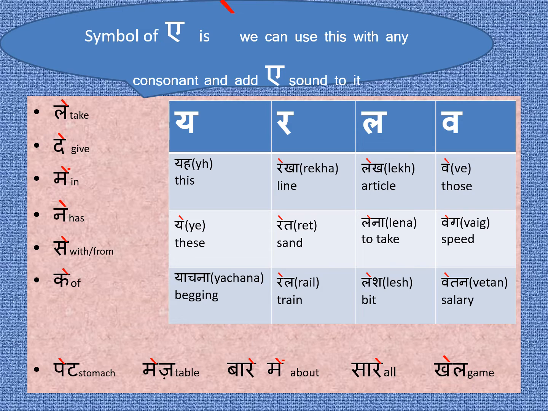And in the last line you can see some words with A matra: pet, pa has the symbol of A; maize, ma has the symbol of A; bare me, ra has the symbol of A and ma also has; sare, ra has the symbol of A; khel, kha has the symbol of A.